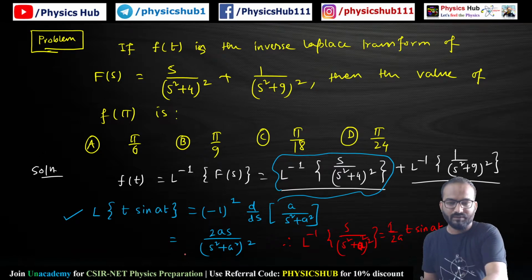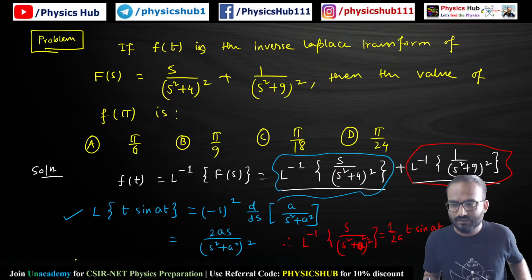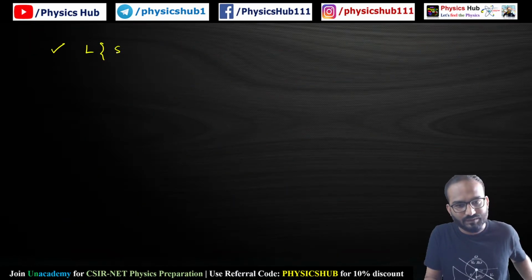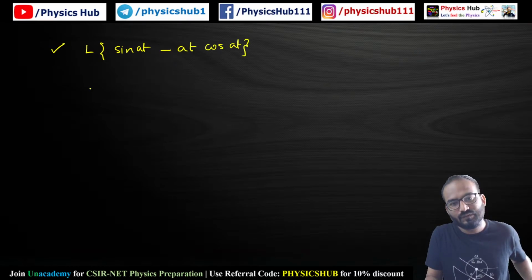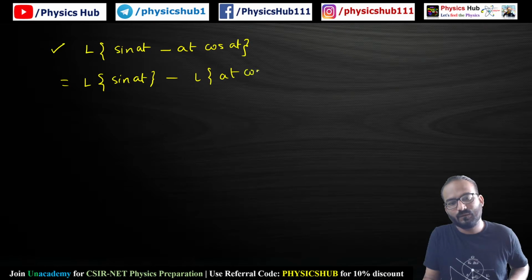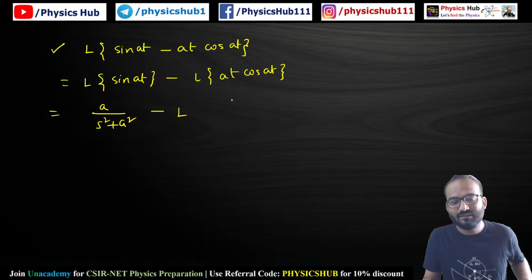Next, we'll go for this one, the Laplace inverse of 1 by (s square plus 9) whole square. To do that, we are calculating the Laplace transform of sin at minus at cos at. Let us check what the Laplace transform of this will be. First of all, the Laplace transform of sin at minus the Laplace transform of at cos at. What is the Laplace transform of sin at? It is straightforward, a by s square plus a square, minus the Laplace transform of t cos at.